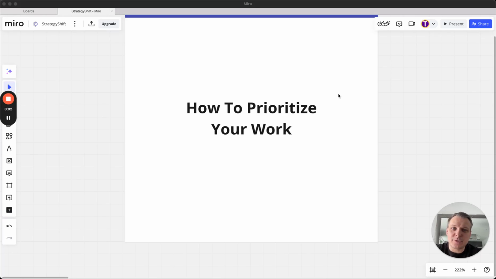If you're struggling to prioritize your tasks and getting your team aligned on what to work on next, this simple framework will help you identify the most impactful options to focus on right now.